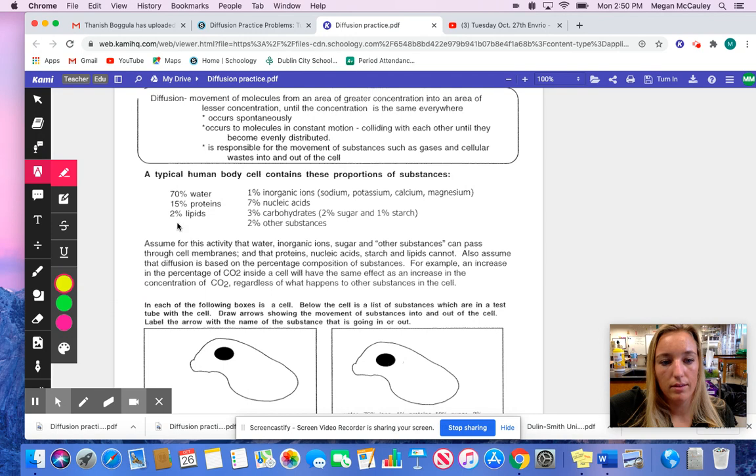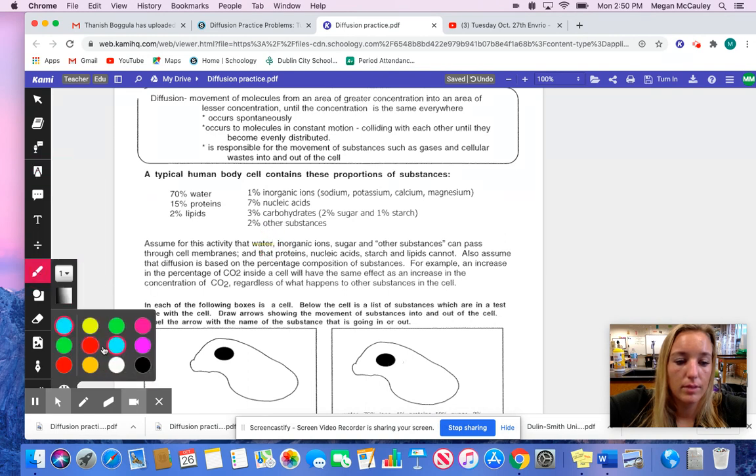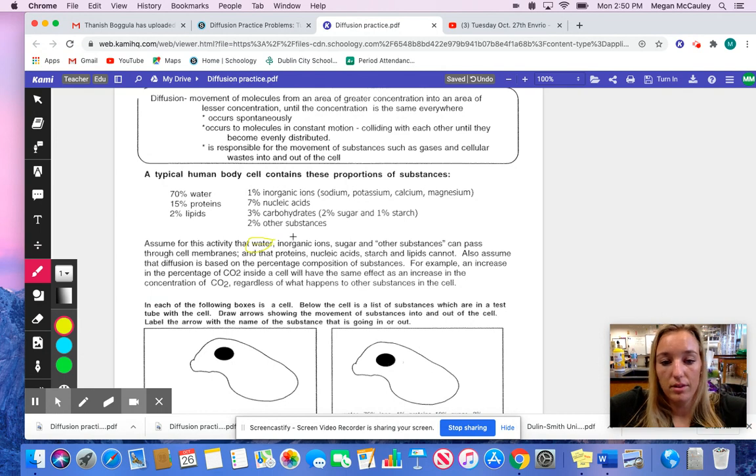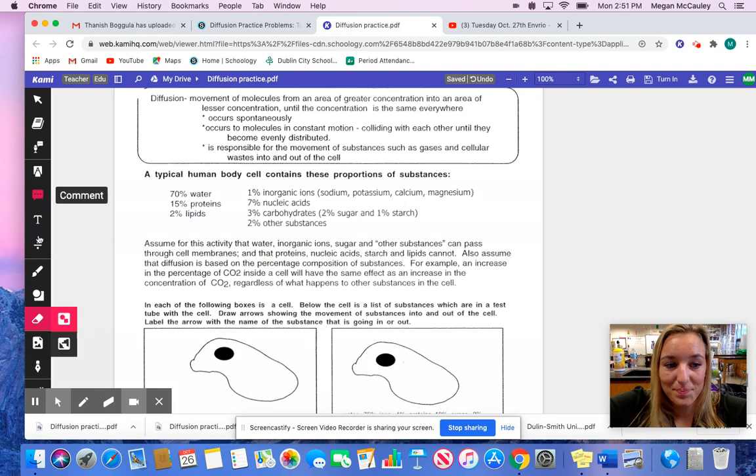So let's do some highlights. Okay, so assume for this activity that water, that didn't work either, guys. Sorry. I guess I'll draw it. So water, inorganic ions, sugar, and other substances. So let's erase this. I thought I could just highlight it. Oh well.